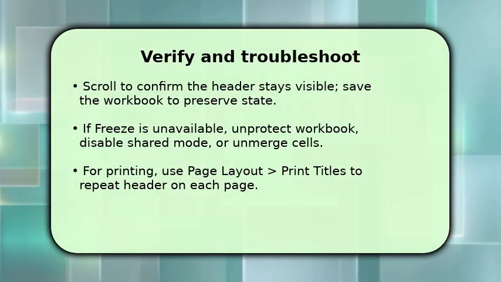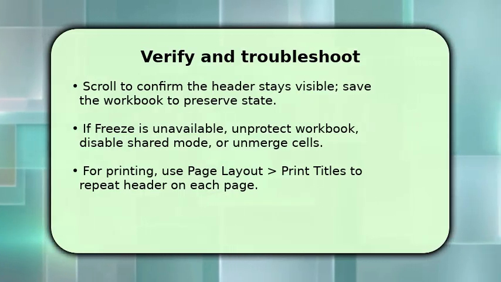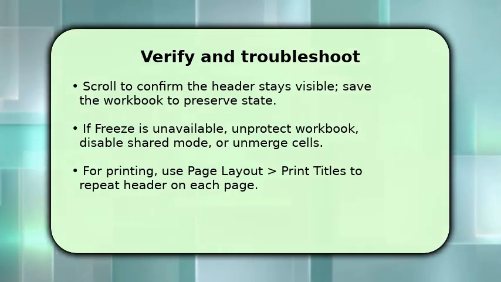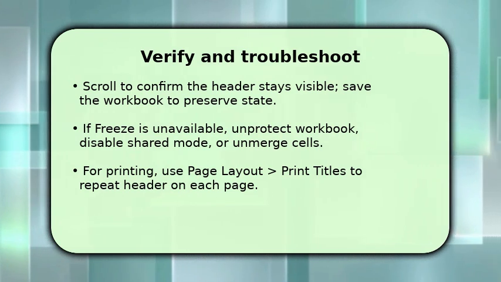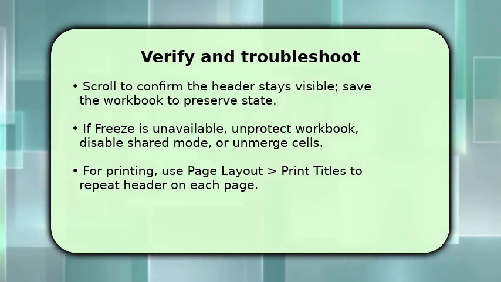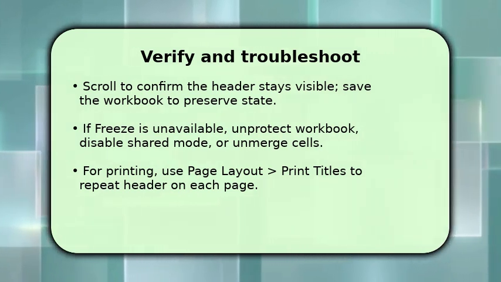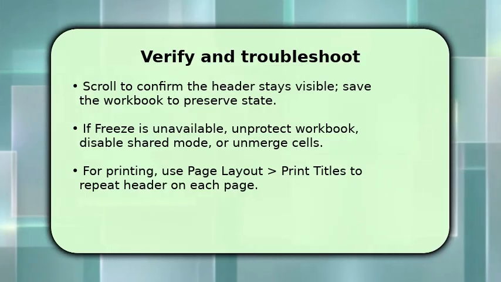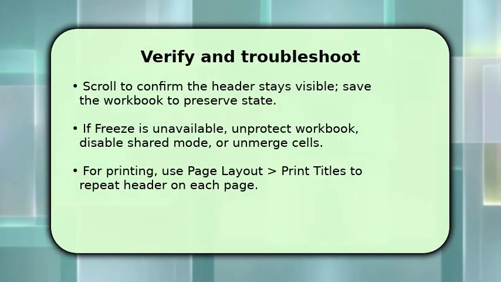If Freeze Panes is grayed out, make sure the workbook isn't protected or shared and remove any merged header cells. These are the usual blockers. Once fixed, reapply Freeze Panes. For printing, remember a different step. Set print titles under page layout so headers repeat on printed pages.